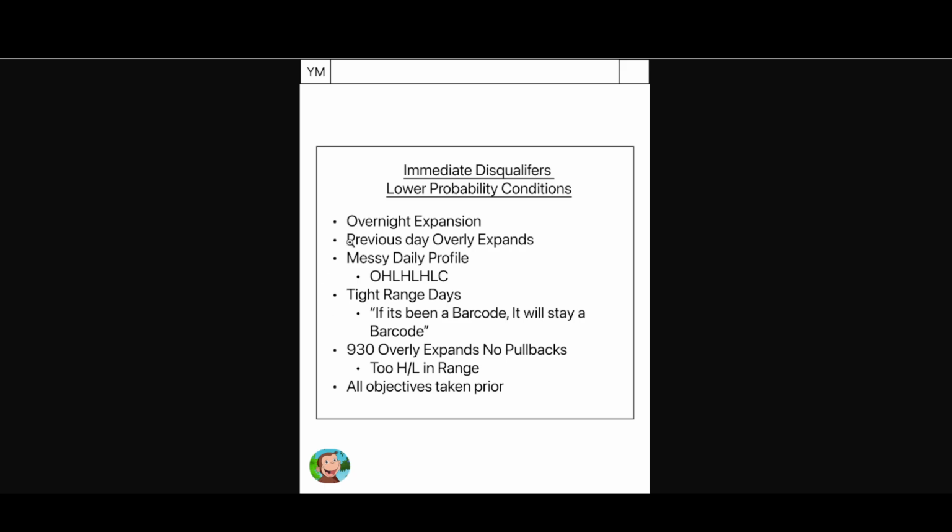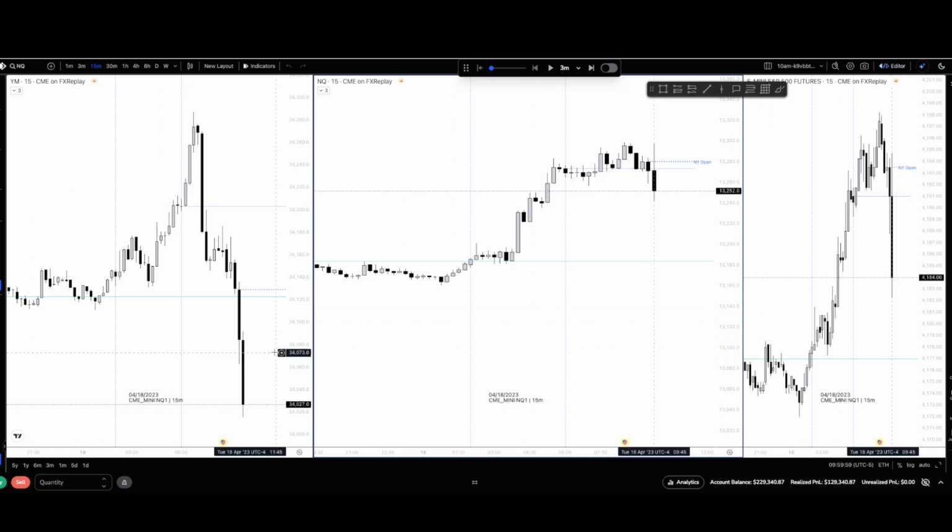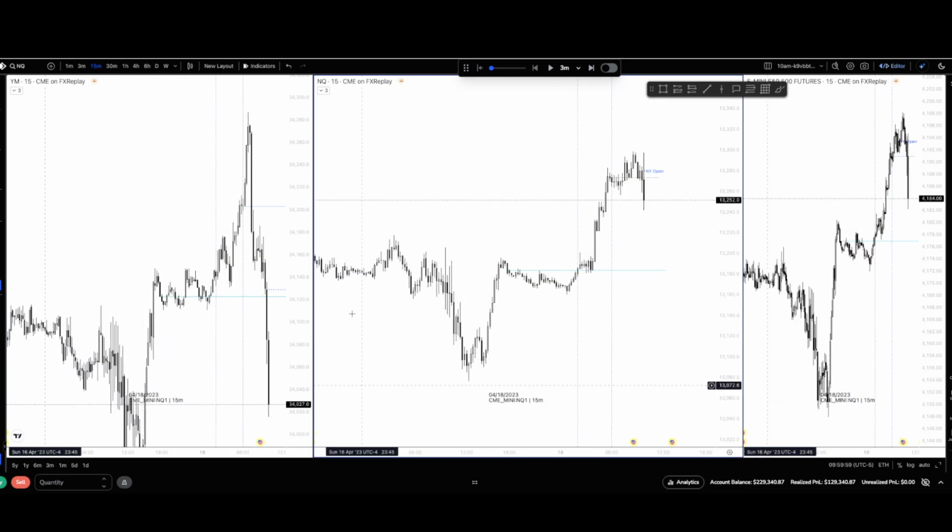Overnight expansions, no trades. If previous days overly expand, we can anticipate a daily accumulation. Messy daily profiles, tight ranges where it's like a barcode, it will stay a barcode. If 9:30 overly expands with no pullbacks, like I'm too high or low in the range, then I will not be taking that. If all objectives are taken prior to my 15-minute swings, then obviously we're not going to have any trades there. With that being said, here's your list. We'll be going over this throughout every single trade, just to be sure that we are dropping in on what we want to talk about.